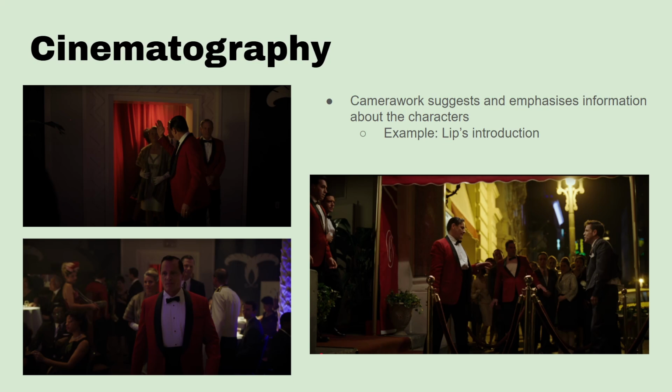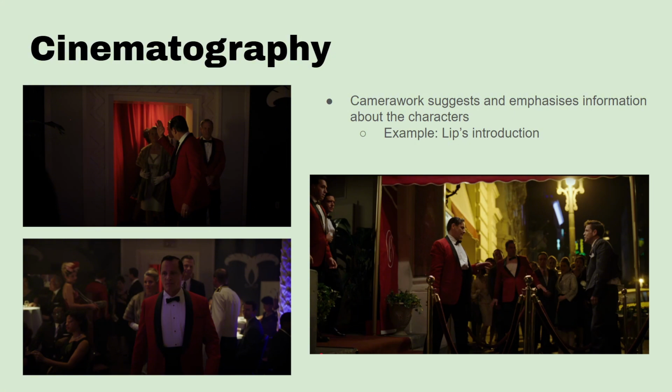The camera work in Green Book can be used to suggest or emphasize information about the characters. For example, we understand that Lip is the main character before he even begins speaking. The filmmakers are able to emphasize his presence and importance as the main character by having his red uniform stand out and by focusing on him through a tracking shot. Later on, camera work is even used to emphasize Lip's ability to fight, which is information the audience needs to know to understand Dr. Shirley's motivations for hiring him.